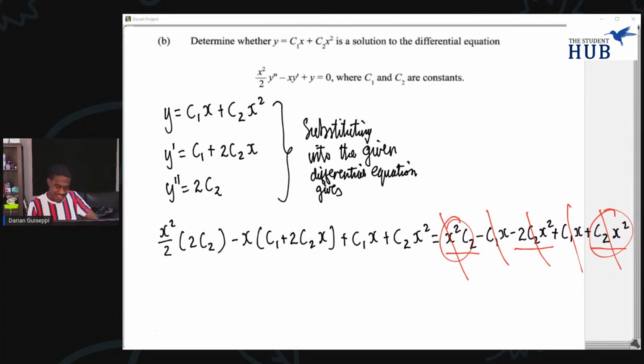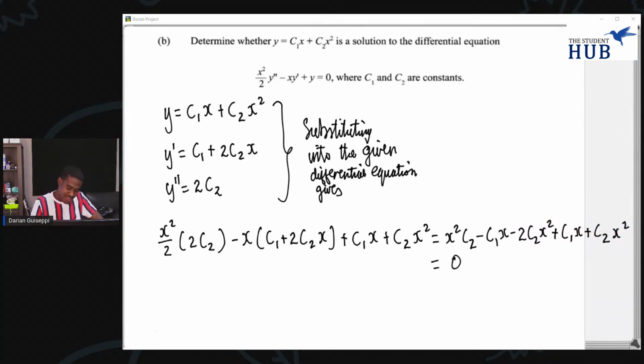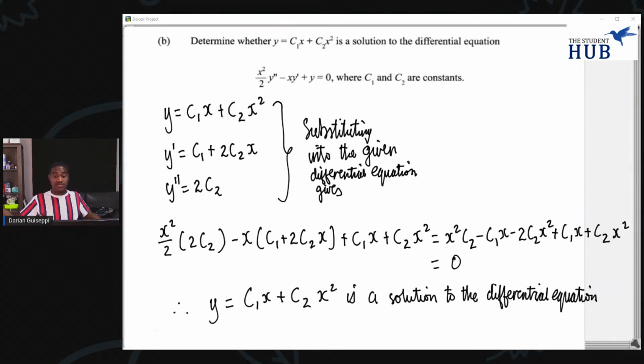Everybody's seeing that, right? You could see it clear as day. This here will cancel off with these two here, and then this will cancel off with this. Because that is the case, you'll get 0. So therefore, this is in fact the solution to the differential equation. And this is what you do here. You just state that. Therefore, that is the solution to the differential equation.